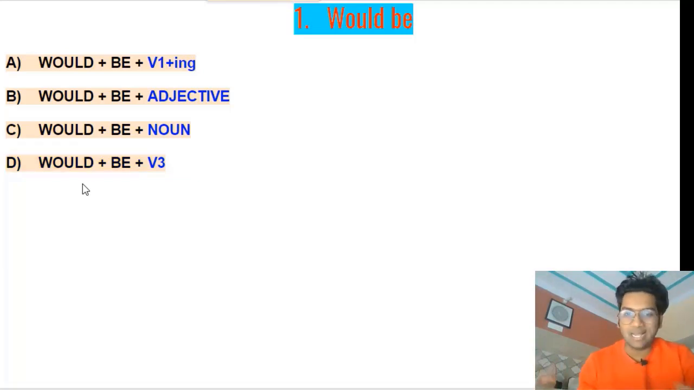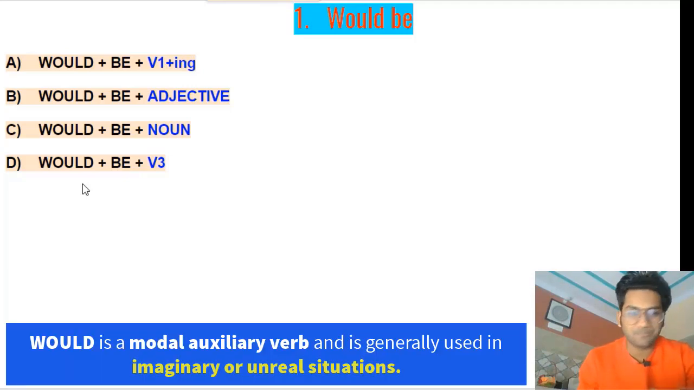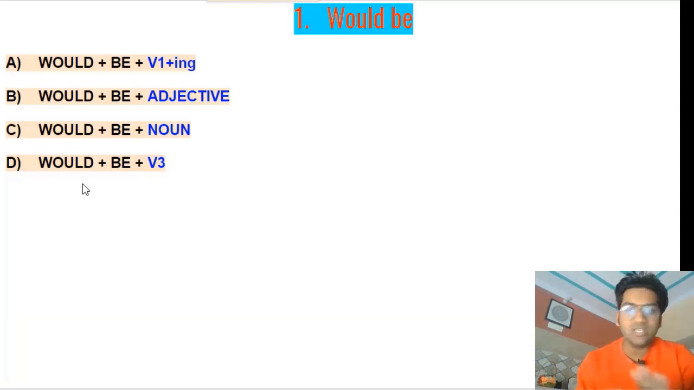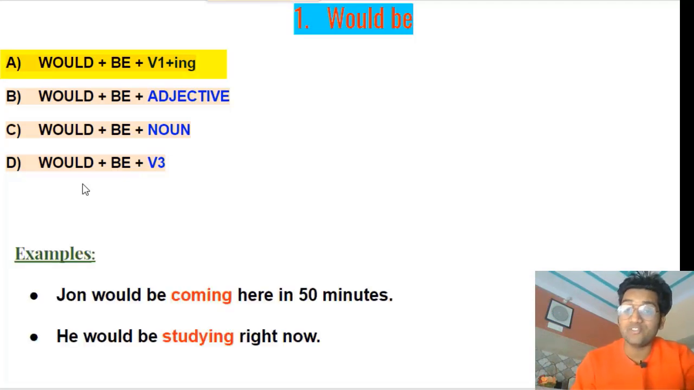Now, before we look at some examples, let's understand this. Would is a modal auxiliary verb and is usually used in hypothetical, unreal situations. So in these cases as well, we are going to use would to refer to a hypothetical, unreal or imaginary situation. Let's talk about the first one: would be followed by an ing form of a verb, which is also called a present participle. Look at these examples.